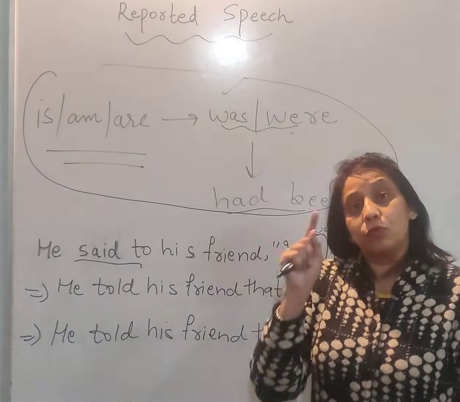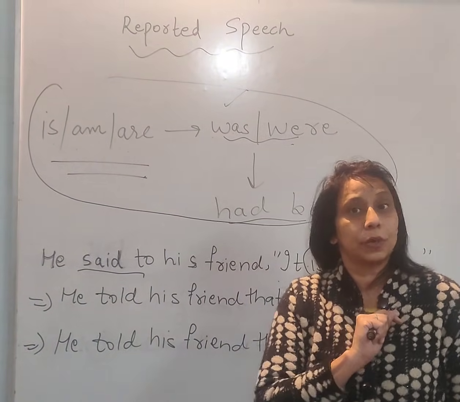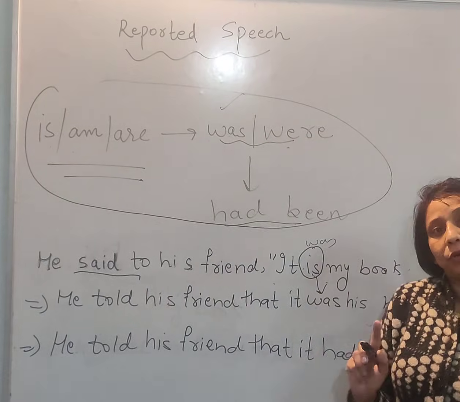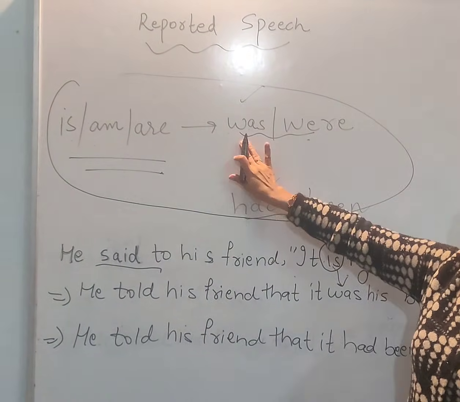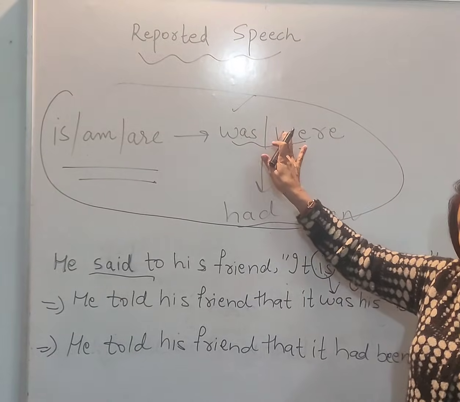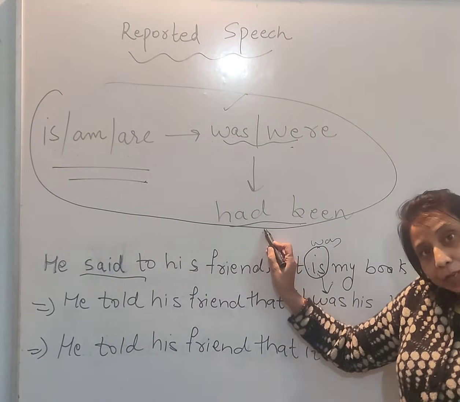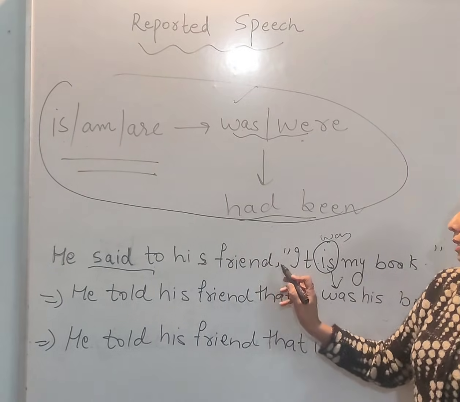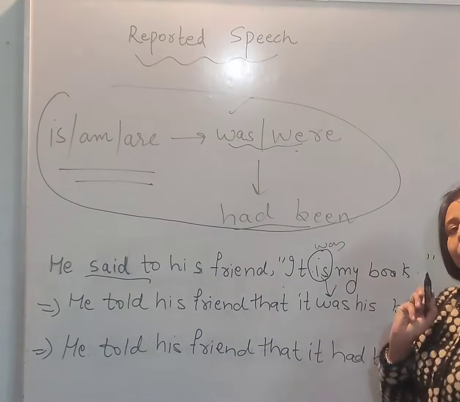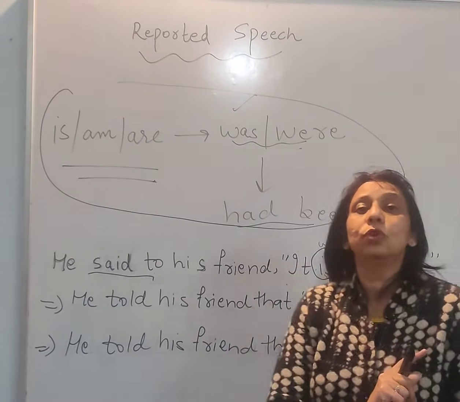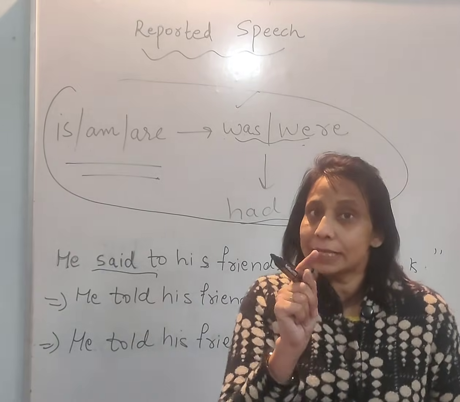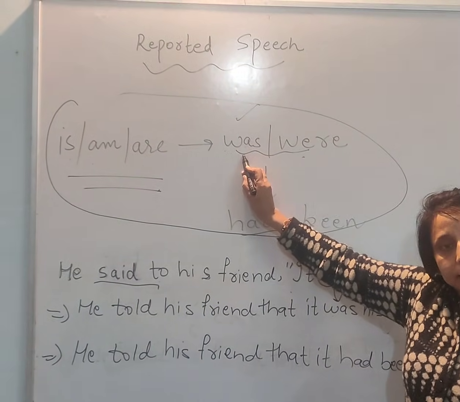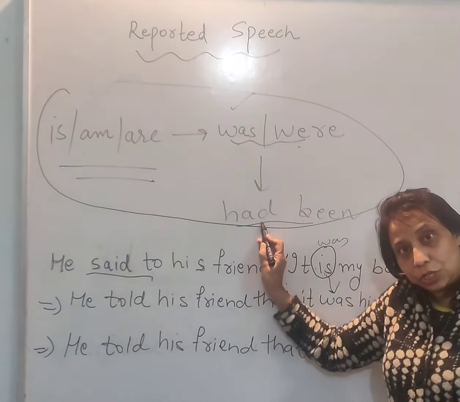Now let's see if was is in the question. If was is in the question: he said to his friend, "It was my book." Now this is the question. According to the rule, if there is was or were, it will change into had been. So we will change it. He told his friend that it had been my book. So this is the rule I have explained today: if there is is in the sentence, change it to was. If there is was in the sentence, change it to had been.